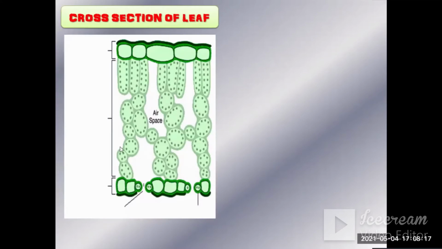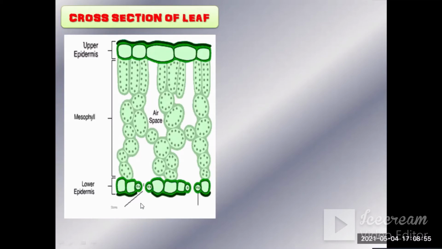As you can see, three layers are there. This is one layer, and that layer is known as the upper epidermis. Below the upper epidermis, we see cells containing a lot of chloroplasts, which gives a deep green color to the leaf. And that part is known as the mesophyll. And then the lower epidermis. This lower epidermis contains stomata, tiny pores that allow carbon dioxide to enter into the leaf and oxygen to leave the leaf.